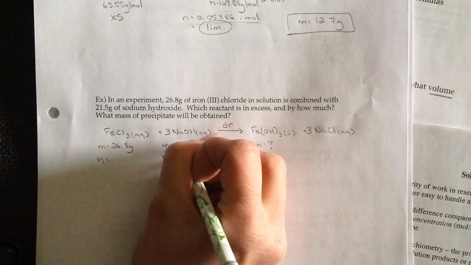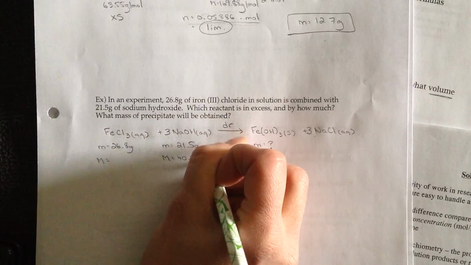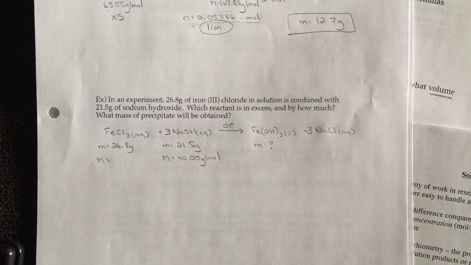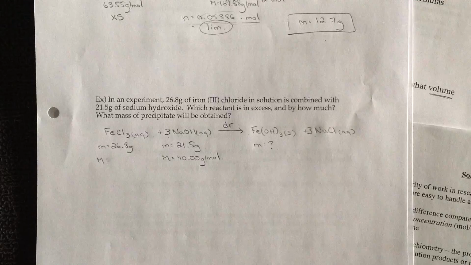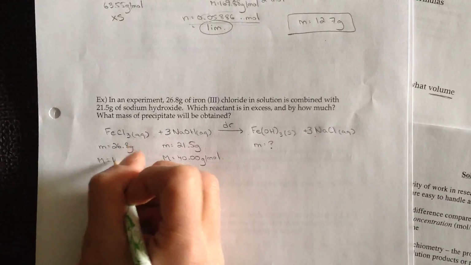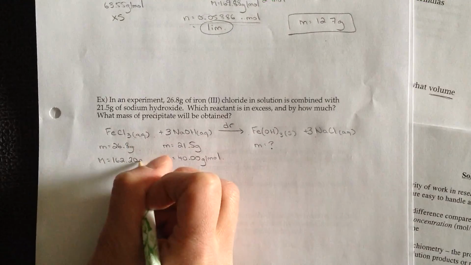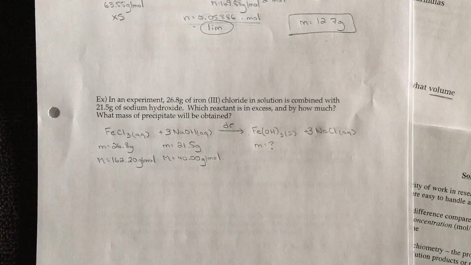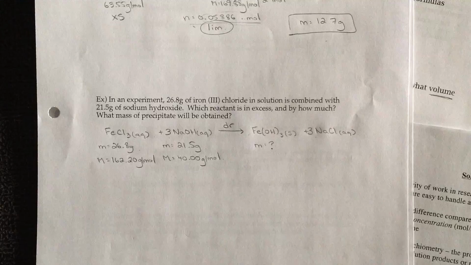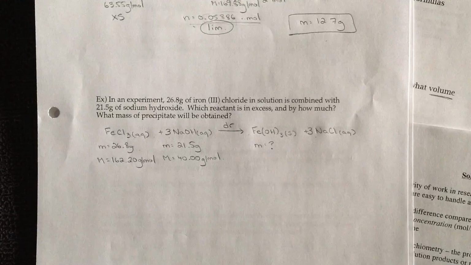Okay, so this is going to be 40 grams per mole. Okay, iron 3 chloride. Okay, double check me on this one. 162.20 grams per mole. Yeah? Yes? One person got it? Yeah. 2 people got it.